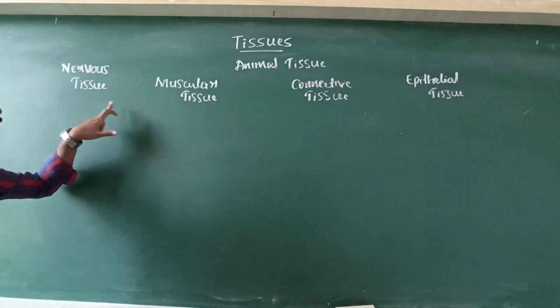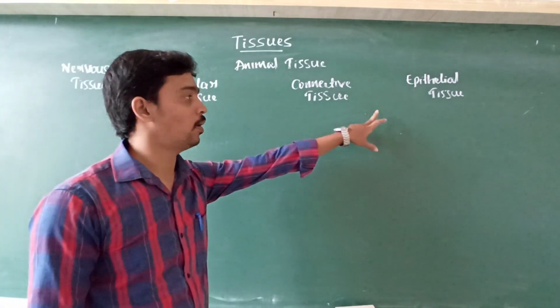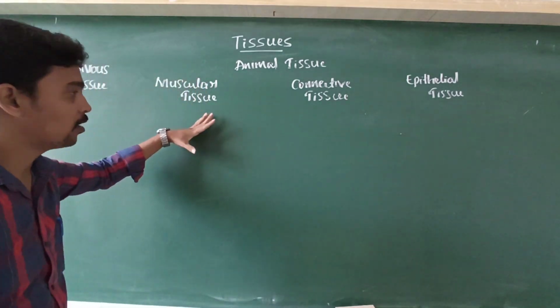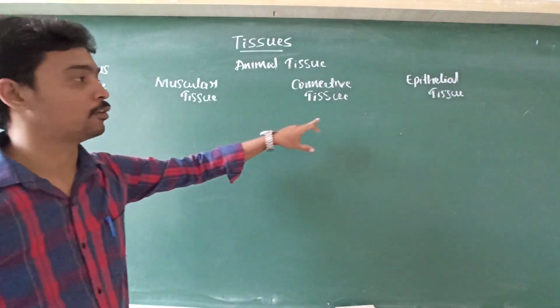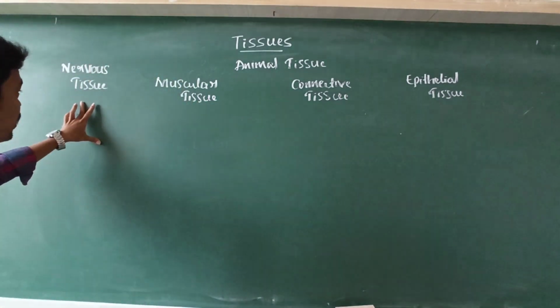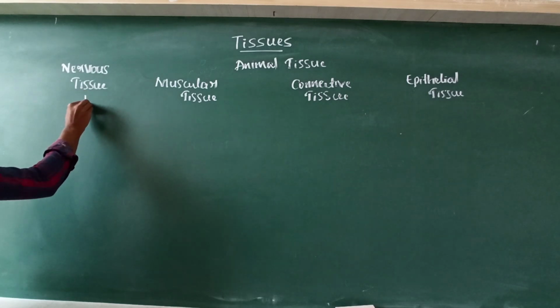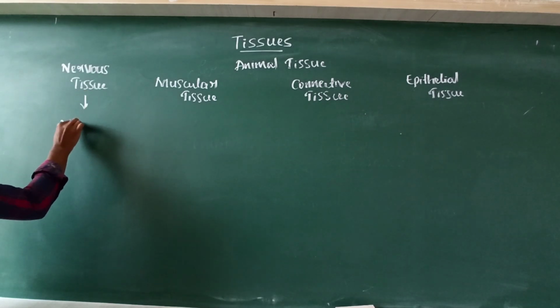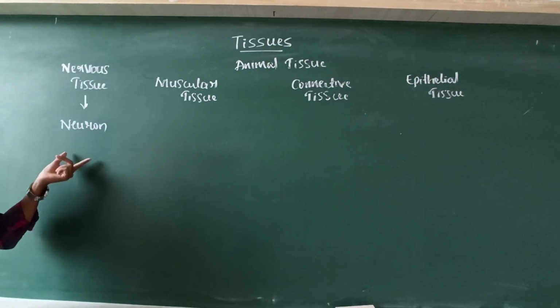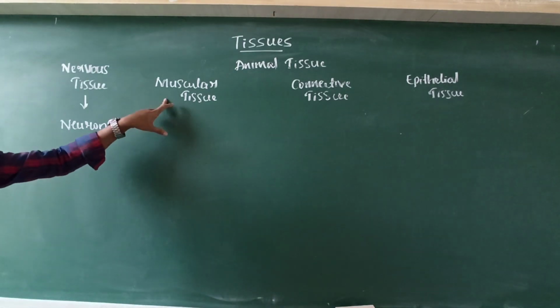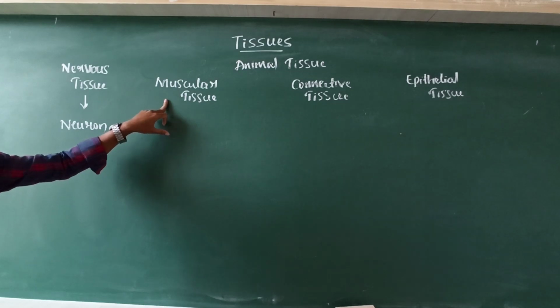The first one, nervous tissue, muscular tissue, connective tissue and epithelial tissue. Again, there are types in muscular tissue, connective tissue and epithelial tissue. Here there is no type in nervous tissue. We only discuss the basic unit, that is the neuron: what is a neuron, how it functions, and the diagram related to the neuron. Next, muscular tissue is related to the muscles.